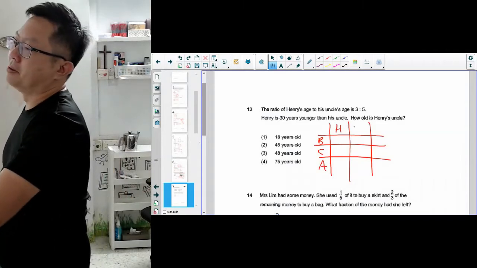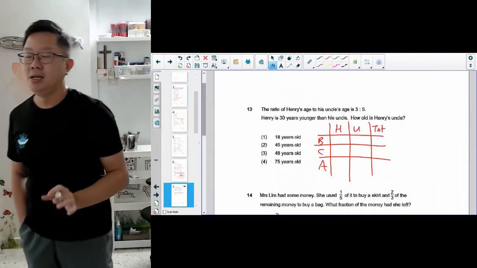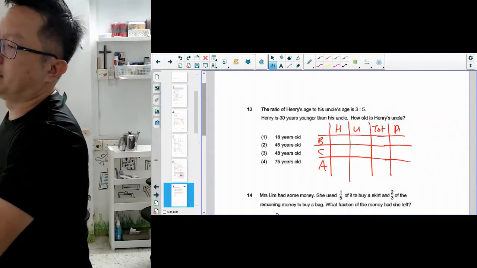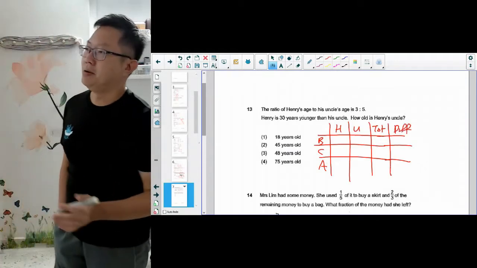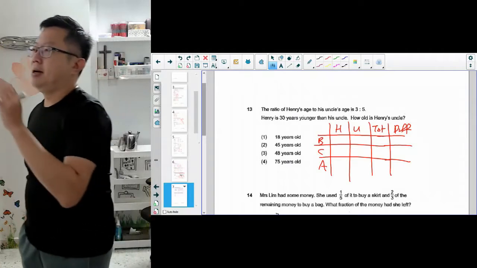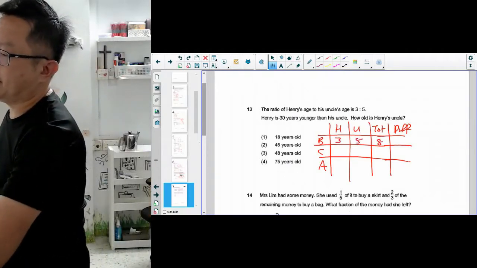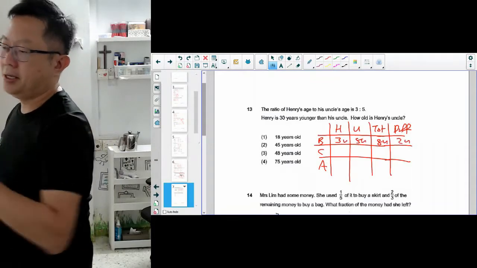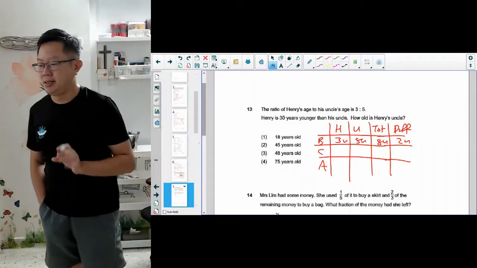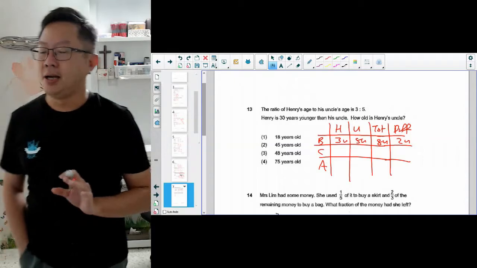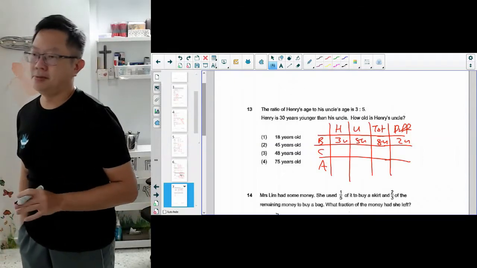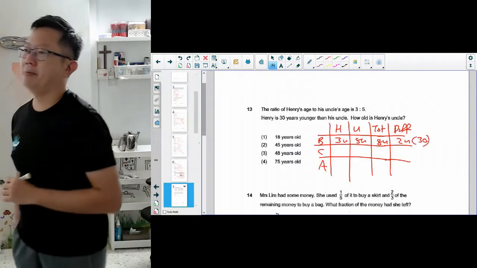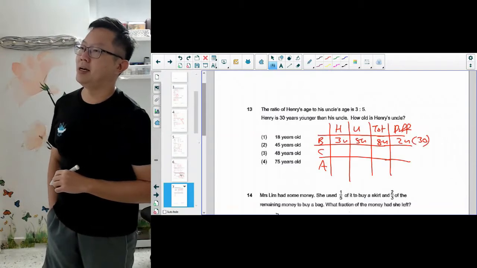So you have Henry, uncle, total, right? Total age. And what is unchanged? The difference is unchanged. So I can actually put a column here for the difference, unchanged. And what I do is I just put the numbers into the table. So Henry's age is 3:5, total is 8, and the difference is 5 minus 3, 2 units. So the ratio, I call them units. So what I have actually done is to put the ratio into boxes. And Henry is 30 years younger than his uncle, right? There is a difference, which is what? Which is unchanged, right? So how old is Henry's uncle?